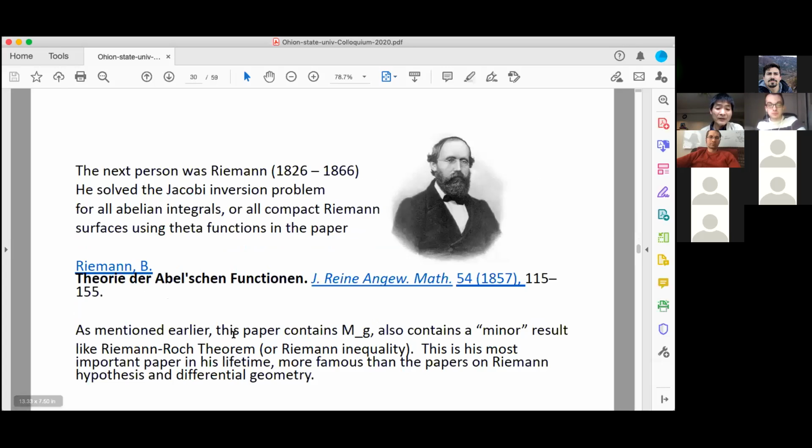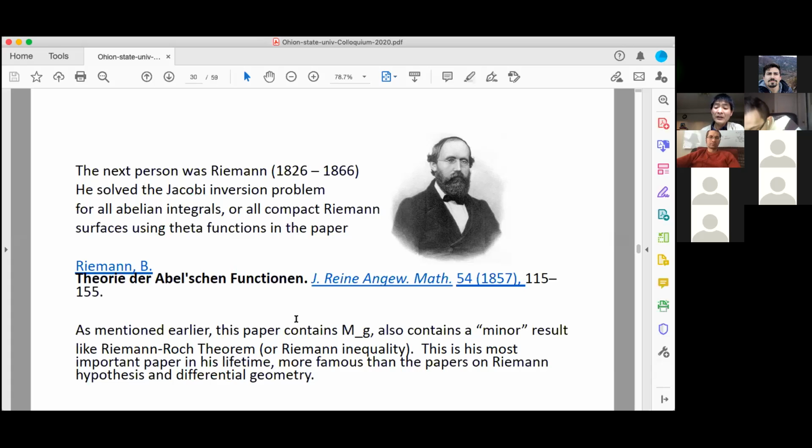Now this paper contains the Riemann-Roch theorem, which is also here. I mean, when people take a course on Riemann surfaces, Riemann-Roch is a basic theorem. It's also here. But the main theorem is the Jacobi inversion for all abelian integrals. So this paper is his most important and famous paper in his lifetime. That's how he got the chair of Gauss in Göttingen. Much more famous than the papers on the Riemann hypothesis or differential geometry that people know now.